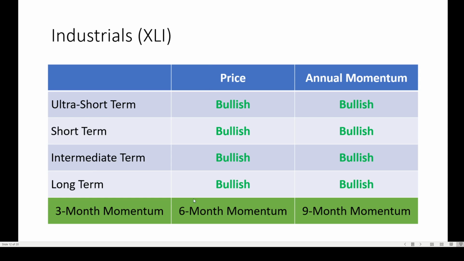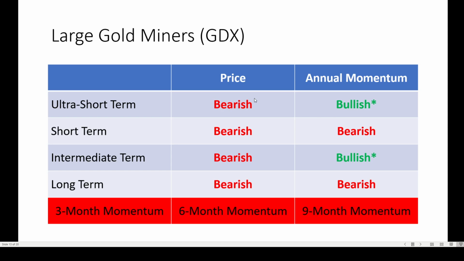How about industrials? No change there. Wouldn't expect that. Industrial stocks are trading right with the major indices. How about gold miners? Now, we've seen some annual momentum flip on the ultra short term. Normally, you ignore that. The immediate term is interesting, but don't expect this to hang on, because the 3, 6, 9 month all are negative and falling. And this is what I would call a false signal. This is not something that I would jump on.